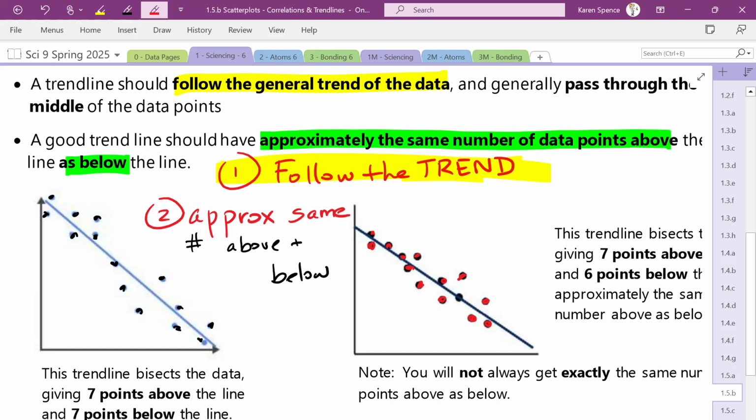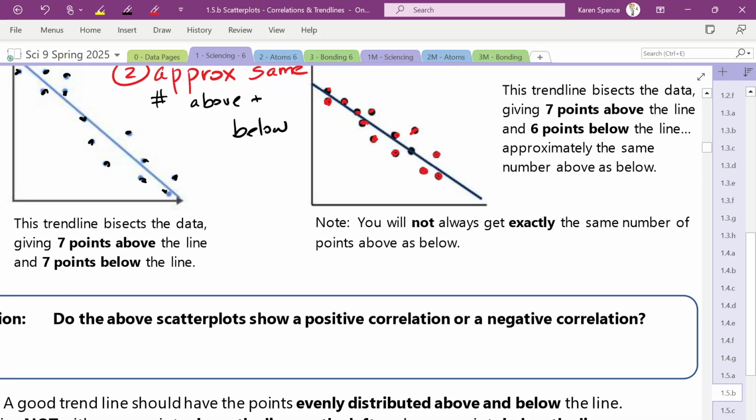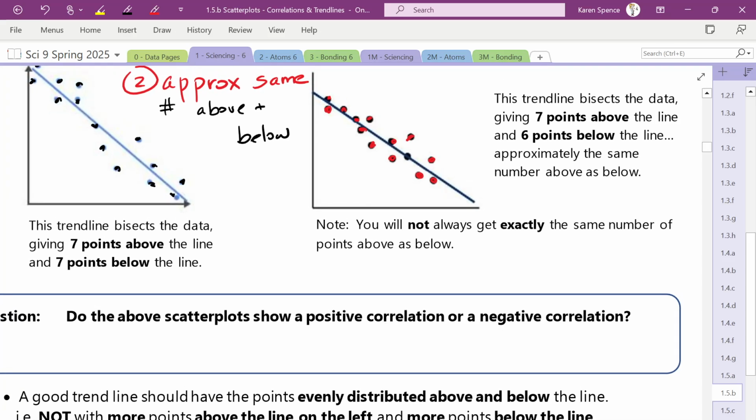Okay. If you really get into science, eventually you'll be putting all your data into a spreadsheet like Excel, and it will graph your data for you, and it will make your best fit line for you, and it will make it mathematically the best fit line you can. It's really the truly best fit line. Do these graphs show positive or negative correlation? Negative. Excellent.